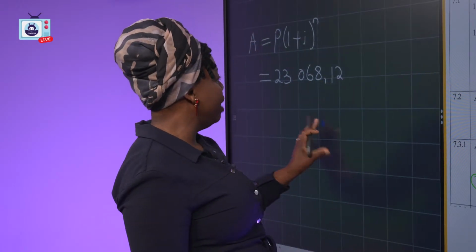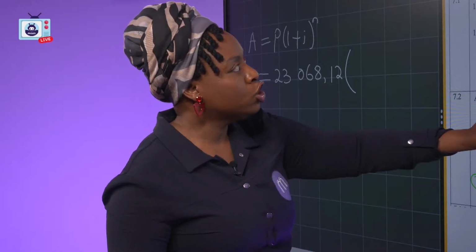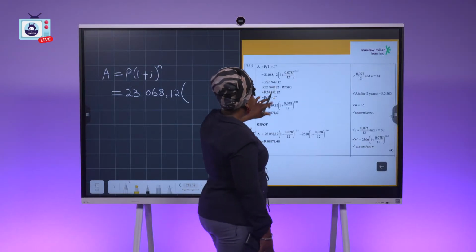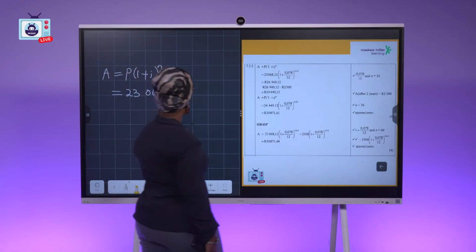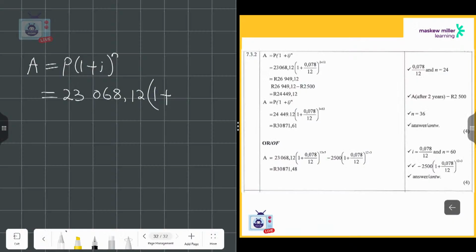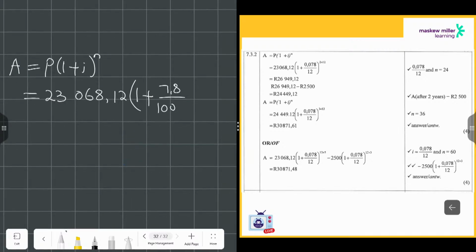The p-value has changed to that. Also, what else is going to change? Our interest has changed according to the question. So the interest value is now not going to be 0.72 anymore. It's not going to be 7.2, it's 7.8. So we can use the 7.8, which will divide by 100, but then we multiply by 12.